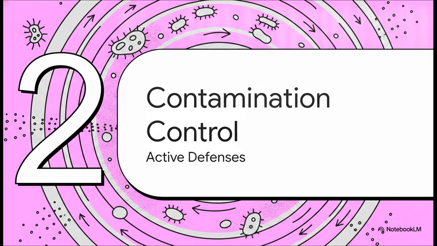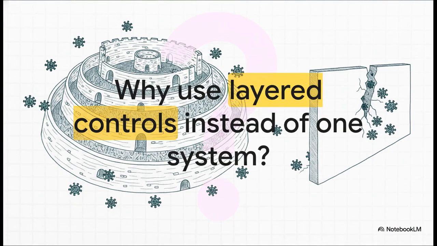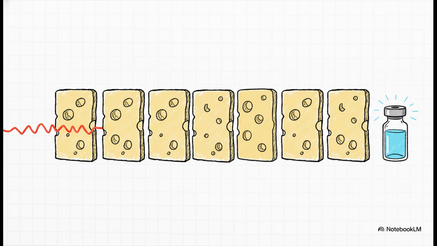Moving inside that perimeter, we hit Section 2, Layered Contamination Control, Active Defenses. Here's a question for you. Why rely on multiple layered contamination controls instead of just building one single perfect system? If the goal is to keep microbes out, why not just build one flawless, impenetrable wall and call it a day? Because honestly, no single control can be relied upon alone to flawlessly protect something as complex as a biologics manufacturing process. It's just a myth.